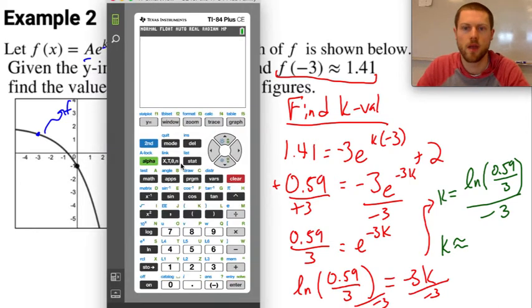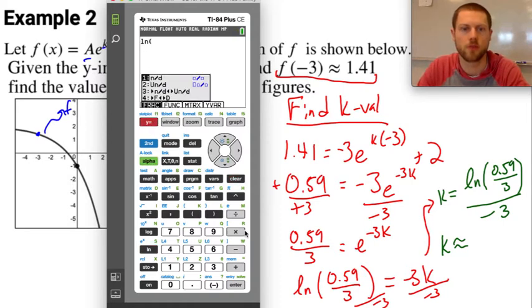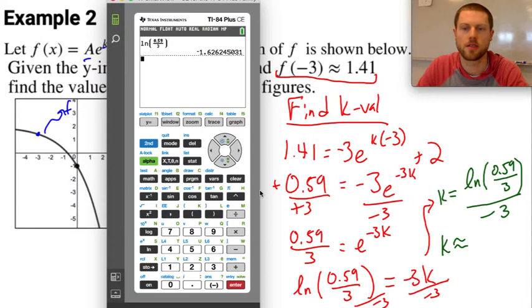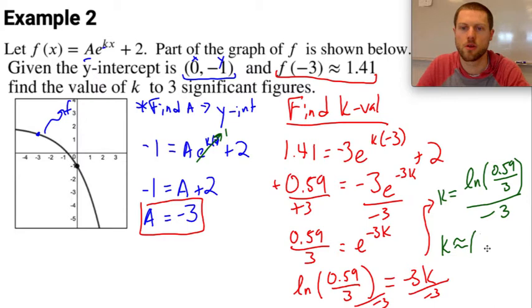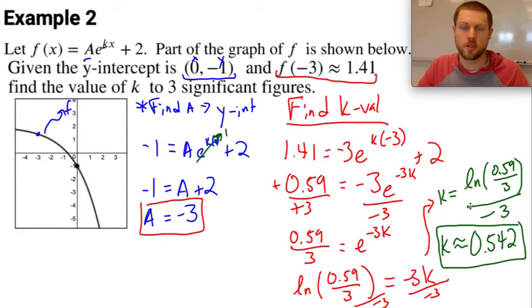So back to the calculator, I'm going to type in the natural log of, and I'm going to use this handy alpha y equals to do my numerator over denominator, and I want 0.59 over 3 in there. I'm going to hit enter. That's this number. I'll divide that by -3. Hit enter, and I've got 0.542. So k is approximately equal to 0.542.